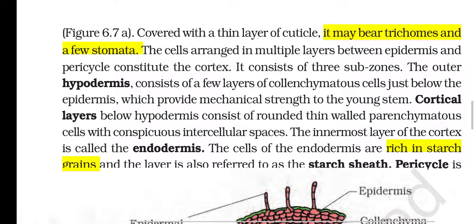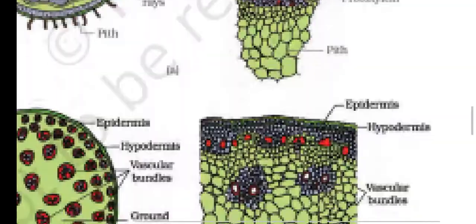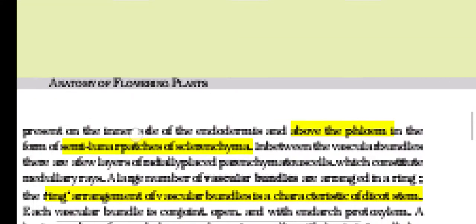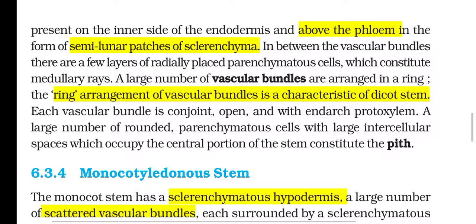The innermost layer of the cortex is called the endodermis. The cells of endodermis are rich in starch grains, and the layer is also referred to as a starch sheath. Pericycle is present on the inner side of the endodermis and above the phloem in the form of semilunar patches of sclerenchyma. In between the vascular bundles, there are a few layers of radially placed parenchymatous cells which constitute medullary rays.